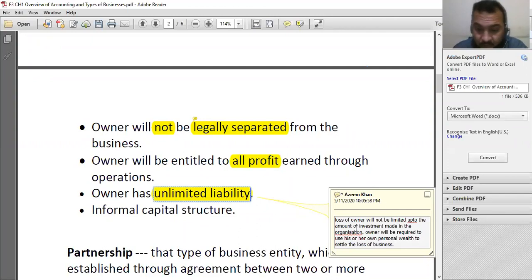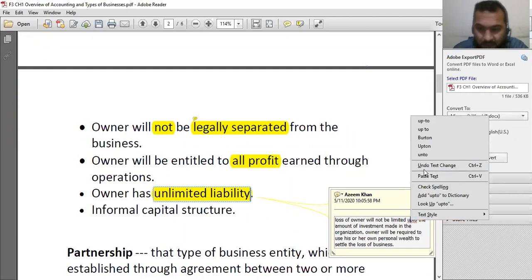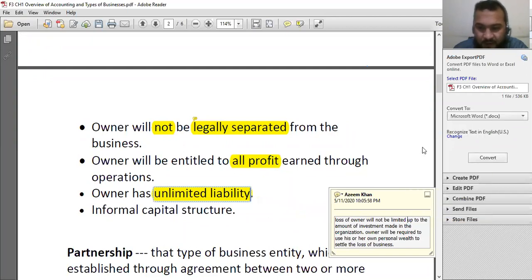It means that the owner is not liable only up to the amount of investment. If the loss amount is more than the investment amount, then the owner will be required to sell his or her own personal wealth and use the proceeds to pay the dues. Clear or not? Unlimited liability. So dues will come because of the loss. If you have a loss, you will have liabilities. So payment of liability will not be limited up to the amount of investment. The owner will use personal wealth also.